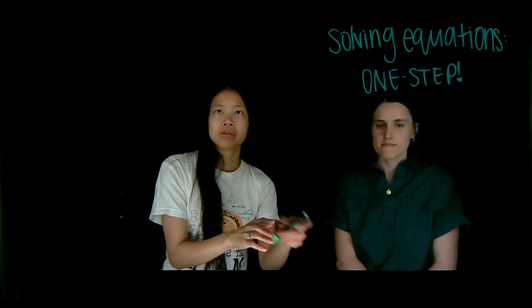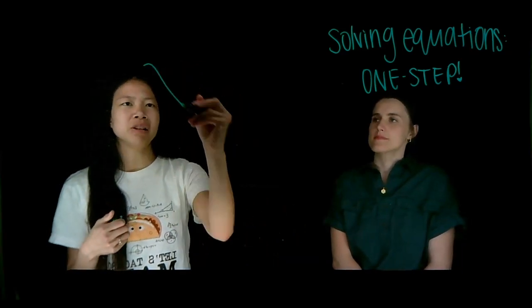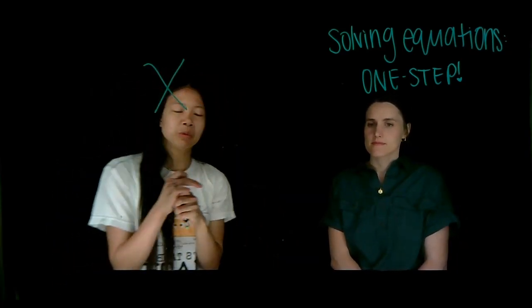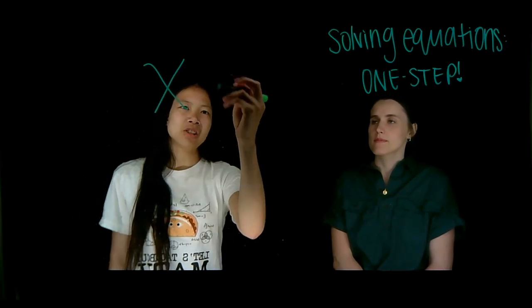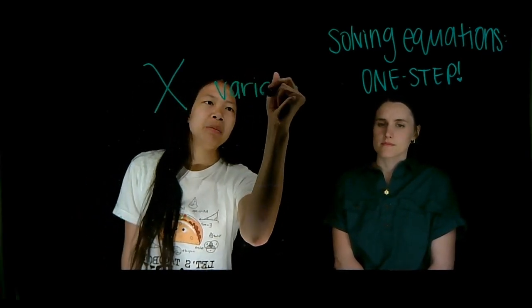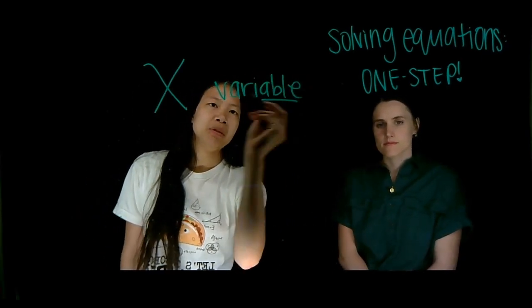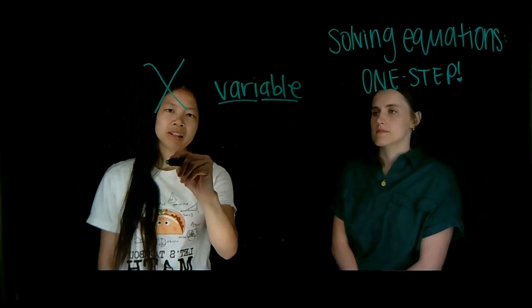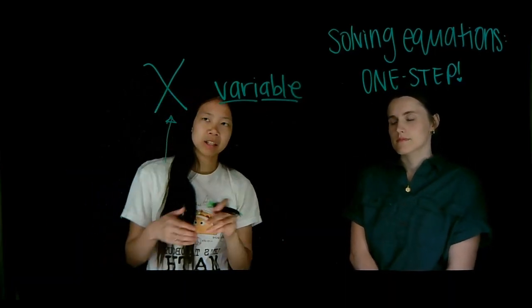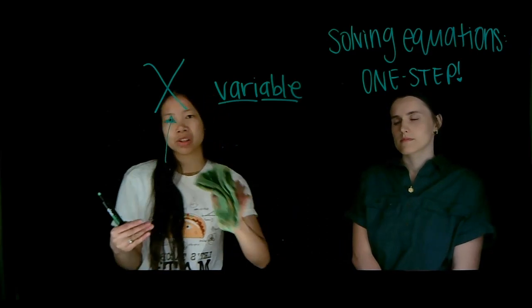In math, we love to solve for some unknown number, which in this case we represent as x. X is just a variable. A variable means that it is able to vary, so the value of x could be anything. However, in math, sometimes we're given constraints to solve for specific problems.